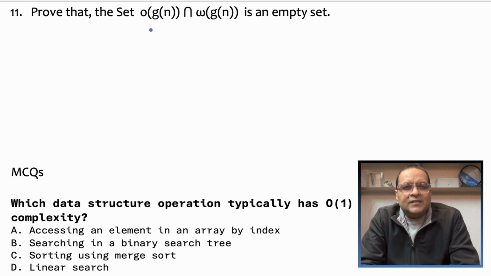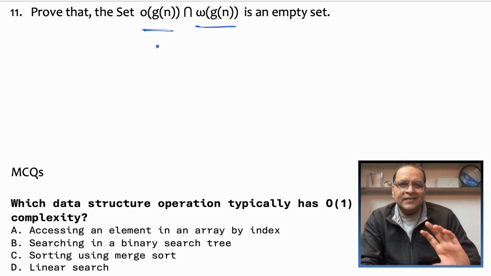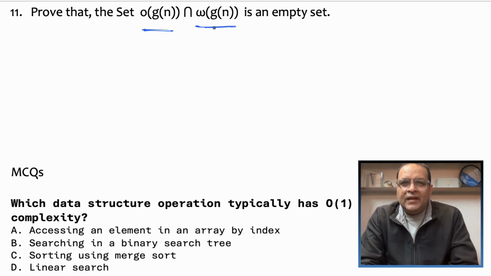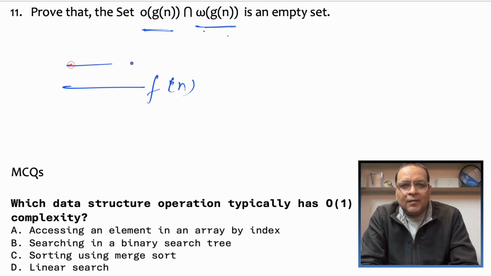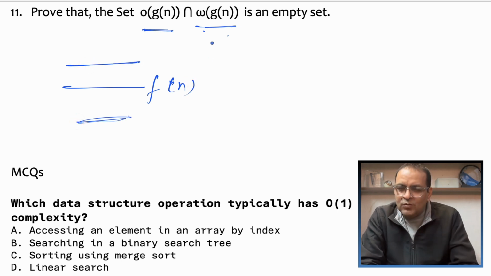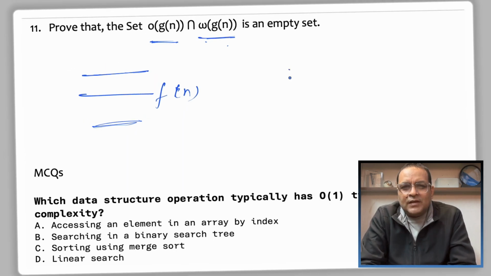Prove that the intersection of small o of gn and little omega of gn is an empty set. So small o of gn is a strict upper bound on fn and small omega of gn is a strict lower bound on fn. So if this is fn, then the strict upper bound and the strict lower bound do not have anything in common. Therefore, their intersection has to be an empty set. So this statement is also correct.